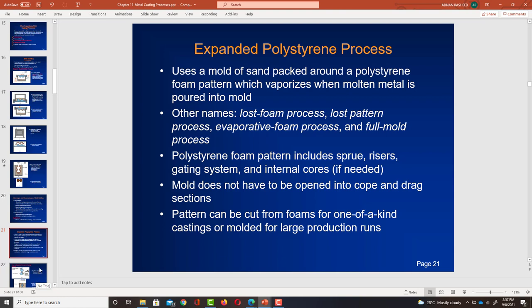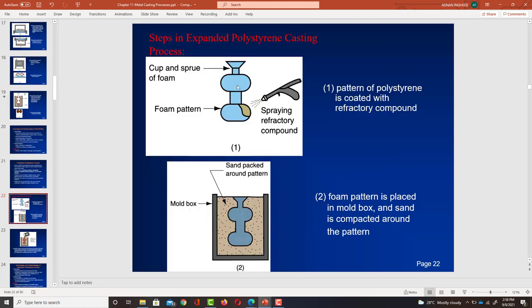So that is also known, it is used as a mold for sand packed around a polystyrene foam pattern. So you can see that this is a pattern, having sprues and everything made up of polystyrene. So you have to spray it so that it may not get damaged, and the spray will make a thin layer. So when you spray it, then you have to pour it into the mold cavity and you have to pack the sand around this pattern, clear.